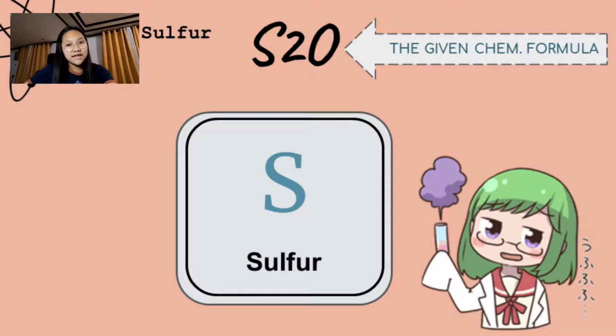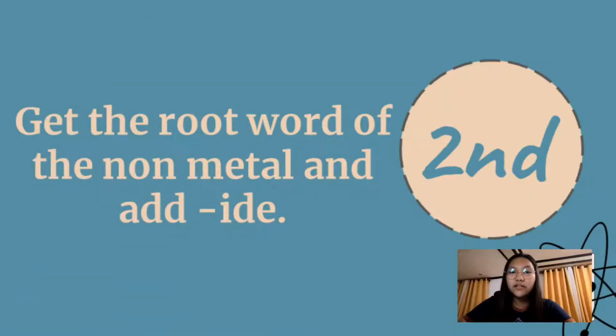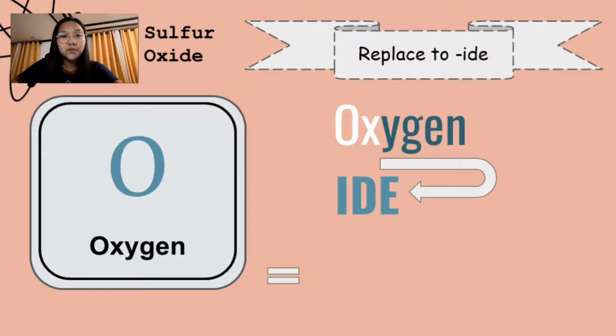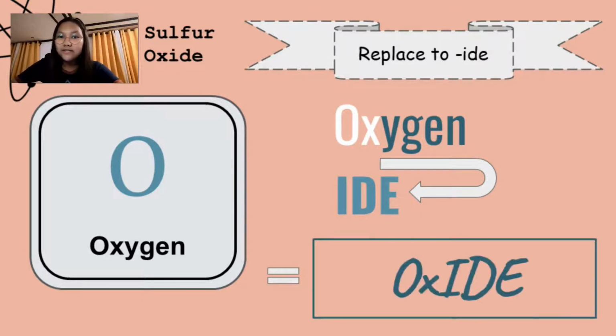The symbol is S. S stands for sulfur. But there's a number 2 beside it. What's that for? I'll discuss that later when we arrive at step number 3. Then, the second step is to get the root word of the non-metal and add IDE. The second element is O, which is oxygen. We must get the root word of the element, which is ox, and add IDE at the end. This will give us the answer, oxide.